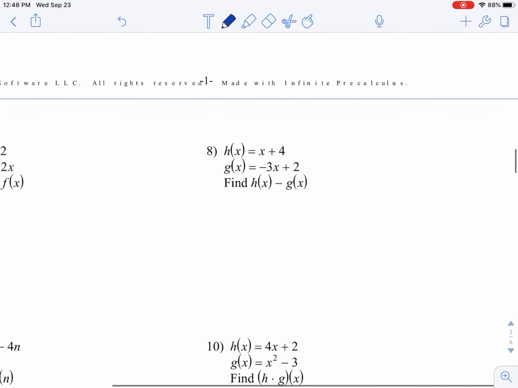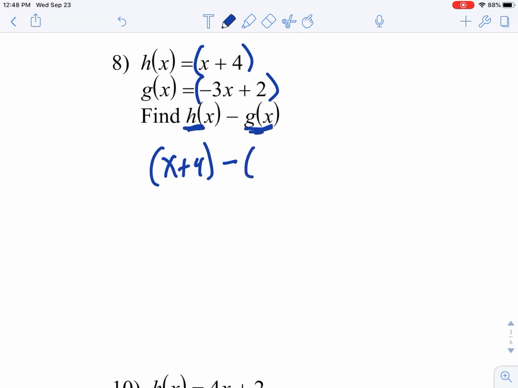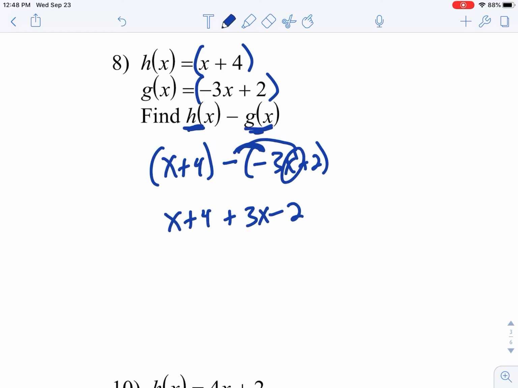Number 8. Also a subtraction problem. It's just written the other way, but it still means this take away that. x plus 4 comes first because h is first. Take away. g of x is second, so I'm going to go minus 3x plus 2 second. Again, distribute that negative sign, so you get x plus 4 plus 3x, right? The minus minus turns to plus, minus 2. I'm sorry, that should be 3x. Can't forget that x right there.